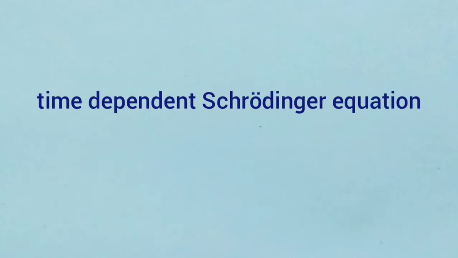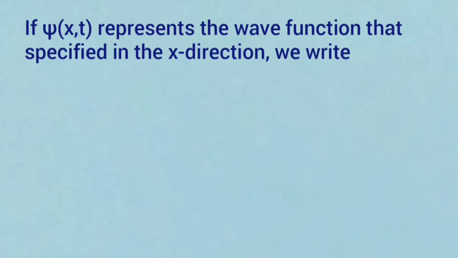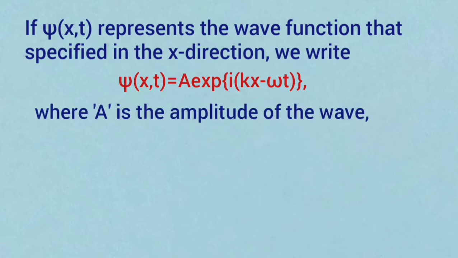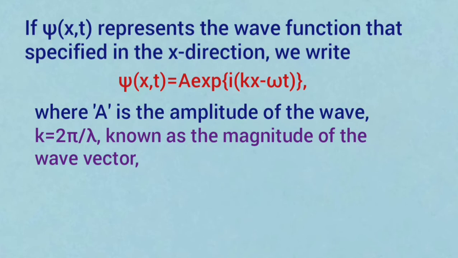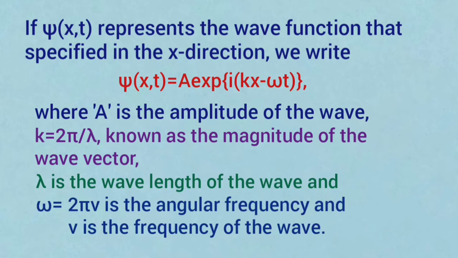Now we shall derive the time-dependent Schrödinger equation. If psi of x,t represents the wave function that is specified in the x direction, we write psi of x,t equal to A e to the power i(kx minus omega t), where A is the amplitude of the wave, k equal to 2 pi by lambda is known as the magnitude of the wave vector, lambda is the wavelength of the wave, and omega equal to 2 pi nu is the angular frequency and nu is the frequency of the wave.